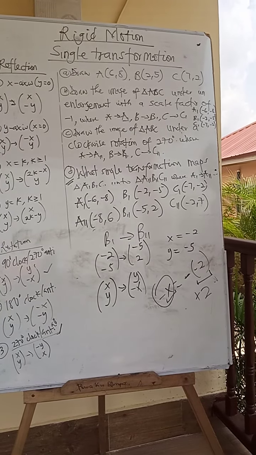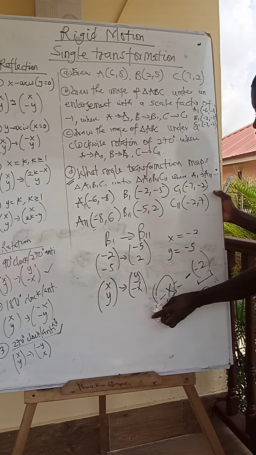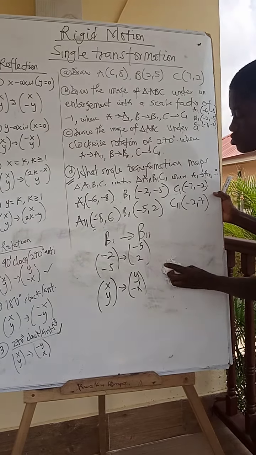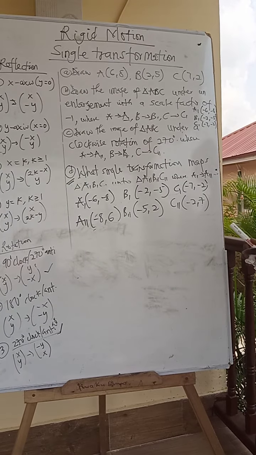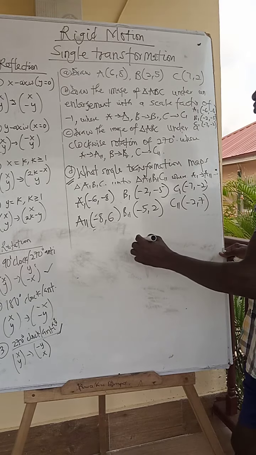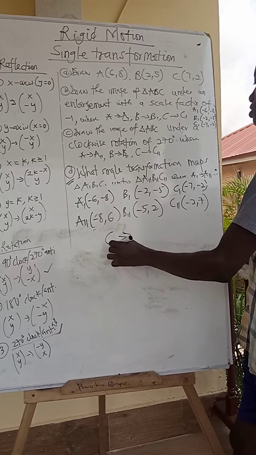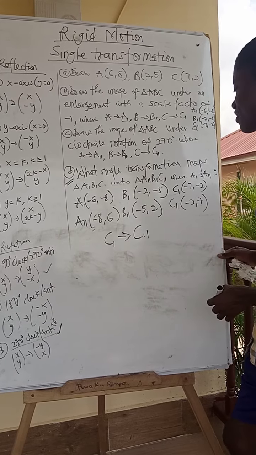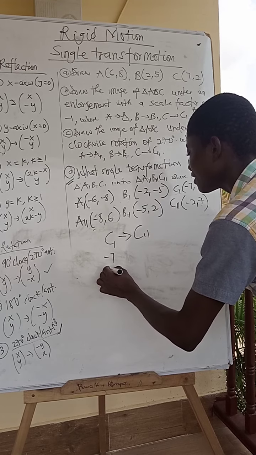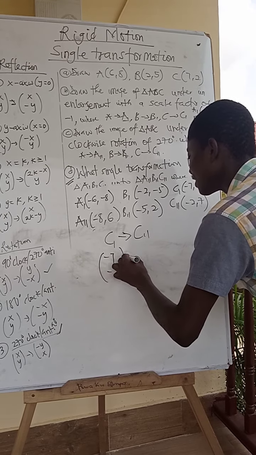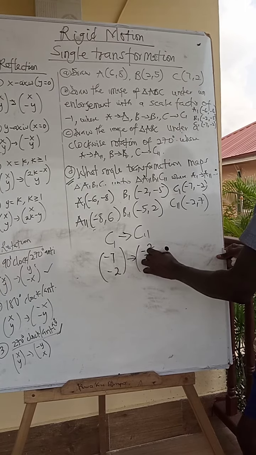Okay. Let's try it with the last one, C1, and see if you understand it. You should be able to understand it. Then after this, we will just take another example. So what transformation maps C1 onto C2? C1 is -7, -2. Maps to -2, 7.